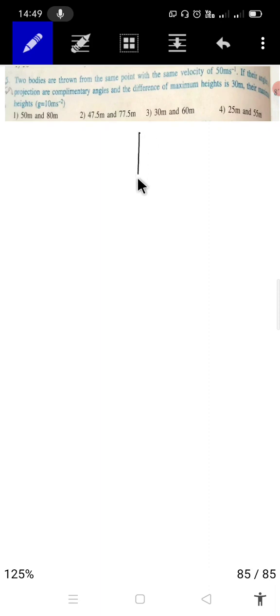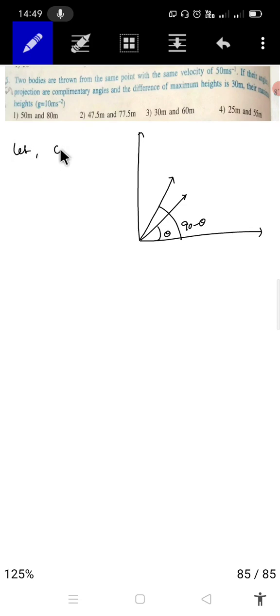This is the projectile, two bodies. This is one body and this is another body. Let us consider this one makes an angle theta, and this one we consider as 90 minus theta, complementary angles. Complementary angles means theta and 90 minus theta, the sum of the two angles must be 90 degrees. Such angles are said to be complementary angles. Here theta plus 90 minus theta is 90 only.